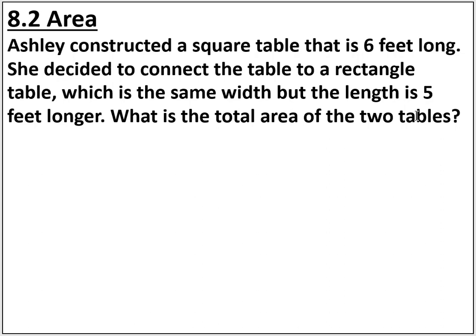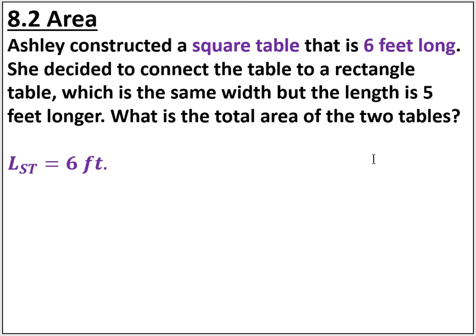So let's take a look at the word problem and see what we know from it. The first thing we know is the square table. The length of the square table is 6 feet, as I highlighted right here. Here I label it as L sub ST, where ST stands for square table. So L_ST equals 6 feet, because that's the information that was given. So the length of the square table is 6 feet.